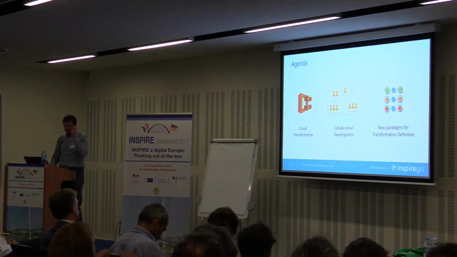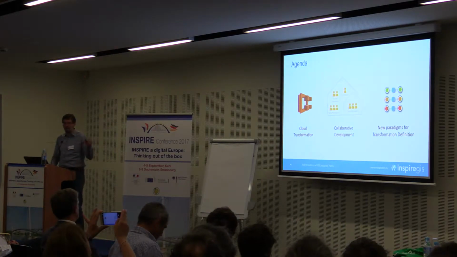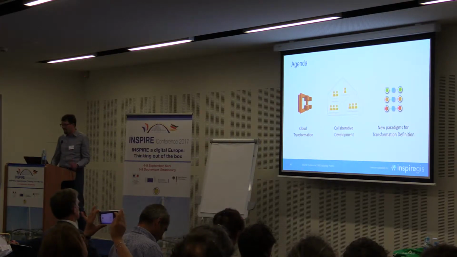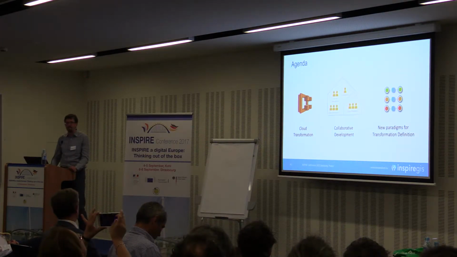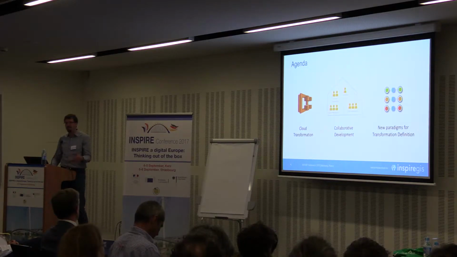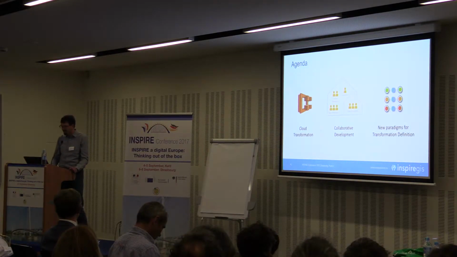The three topics that are currently high on our agenda are cloud transformation, collaborative development of transformation projects, and new paradigms for transformation definition. So basically, do we always have to do it in the same way, or are there also other ways that might make things a bit easier for us?